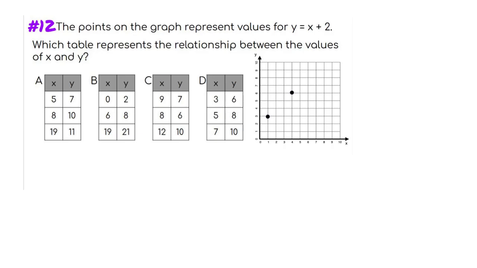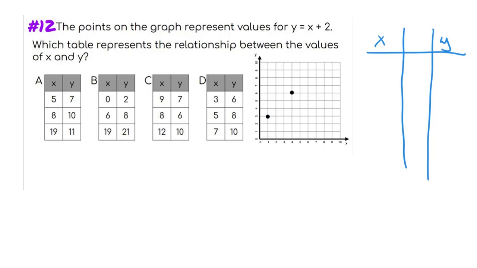The points on the graph represent values for y equals x plus 2. Which table represents the relationship between the values of x and y? So this is a pattern question. So double T chart, x, y, and our rule is given by that equation y equals x plus 2. So x plus 2 equals y. All right, so now it's just about checking each answer choice.